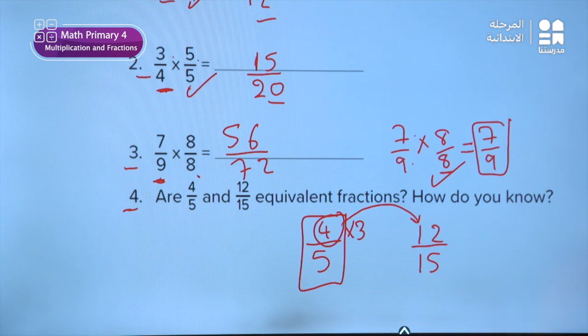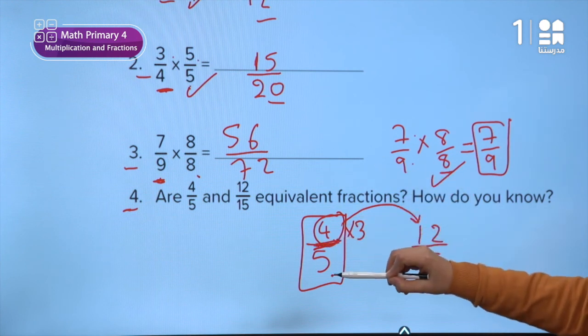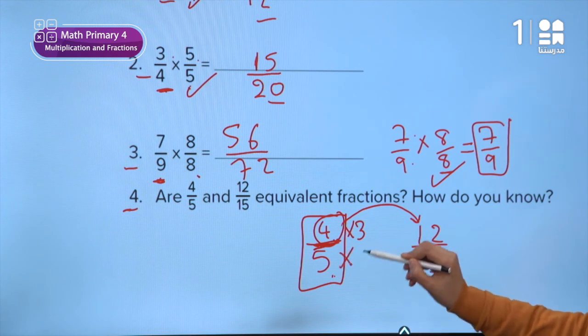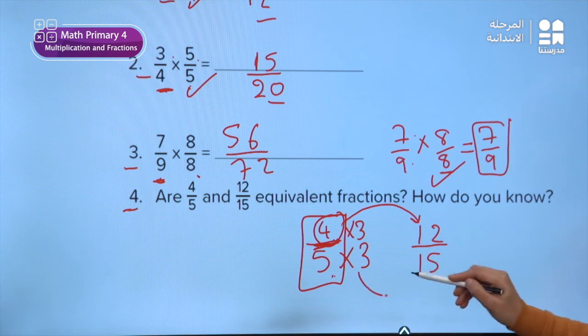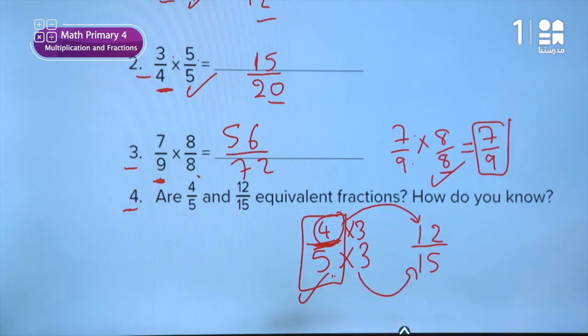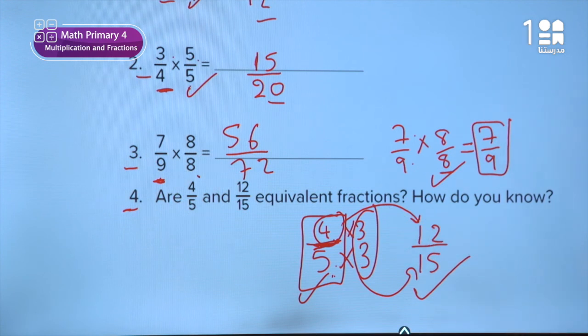Right? Now let's see the 5 in the denominator. Once I multiply the numerator by 3, what I do to the numerator must be the same as what I do to the denominator. So I must do 5 times 3. Let's see, if I do 5 times 3 I will get 15. Yes, 5 times 3 equals 15. This means that 4 over 5 is an equivalent fraction to 12 over 15. Why? Because when I do 4 over 5 times 3 over 3, which represents the whole one, it gives me 12 over 15. So they are equivalent fractions.